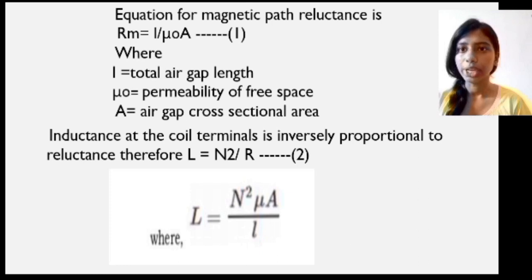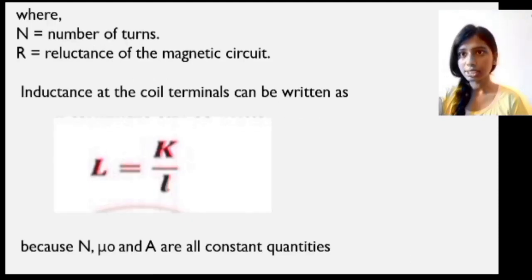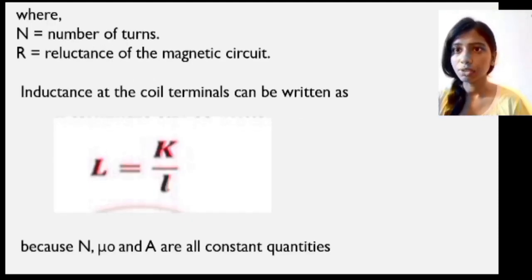R is equal to l by mu naught A, which we'll take as equation 1, where l is the total air gap length, mu naught is the permeability of free space and A is the air gap cross-sectional area. The inductance at the coil terminals is inversely proportional to the reluctance. Therefore, the equation is L is equal to N square by R, where N is the number of turns and R is the reluctance of the magnetic path. We'll write the inductance at the coil terminals as L is equal to K by l.